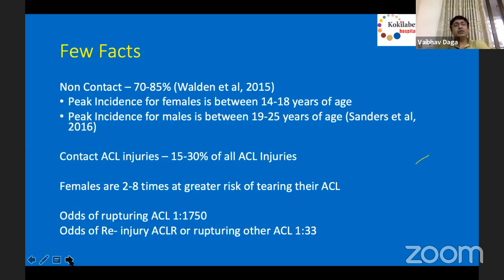Let's come across a few facts. As I said, non-contact injuries are 70 to 85%. Waldén et al. in 2015 found that 70 to 85% of the injuries are non-contact injuries. Peak incidence in females is between 14 and 18 years of age, and for males, it's 19 to 25 years of age. Contact ACL injuries are 15 to 30% of all ACL injuries.